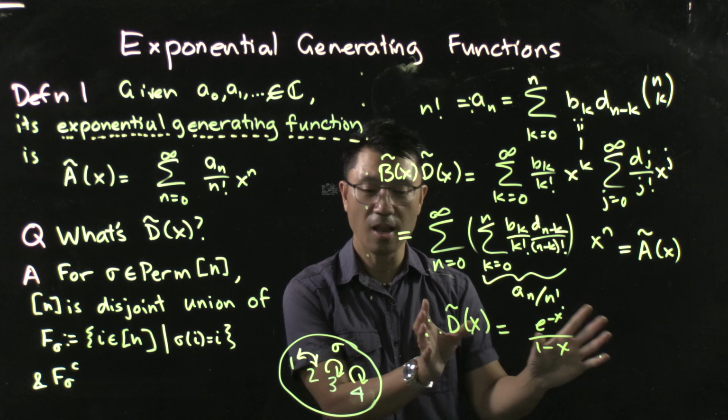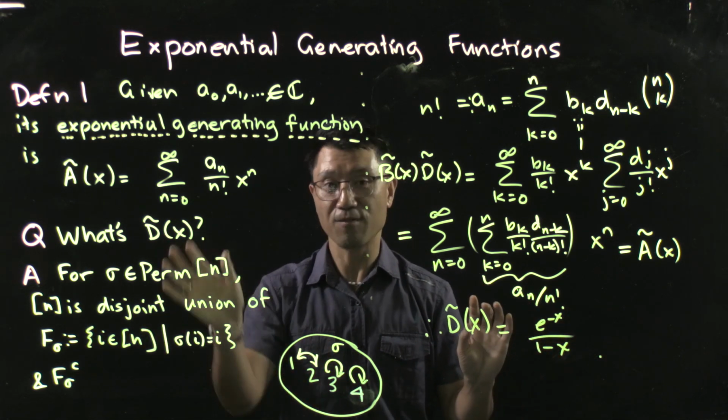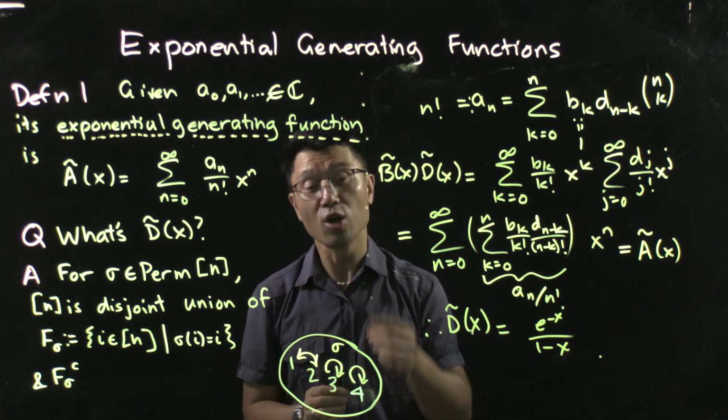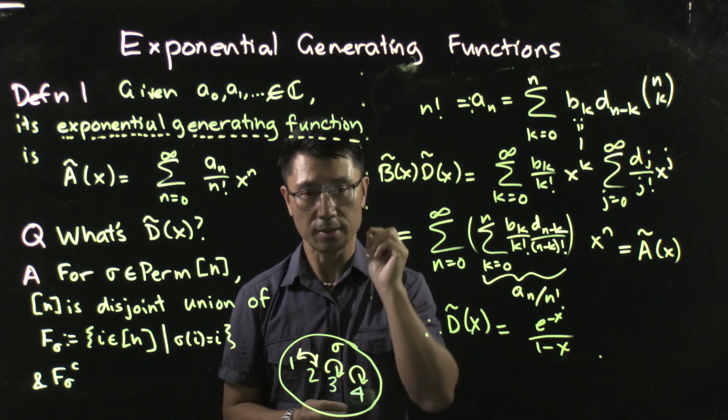And this gives us a lovely way to count the number of derangements of a finite set. I hope now you can also use exponential generating functions in your enumerative problems.